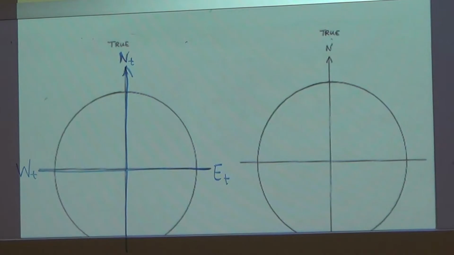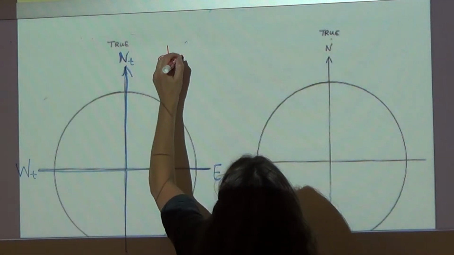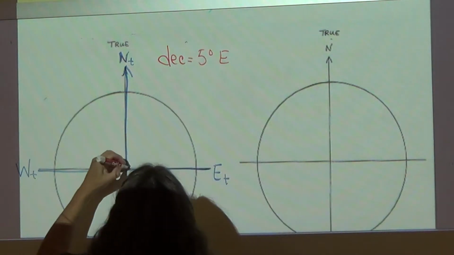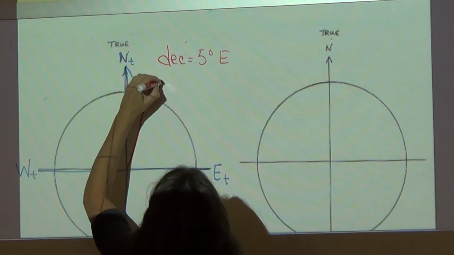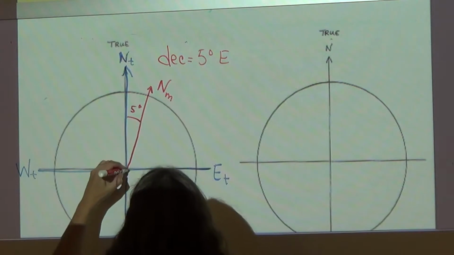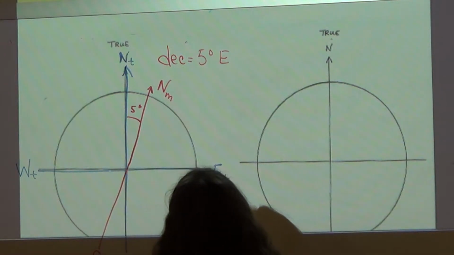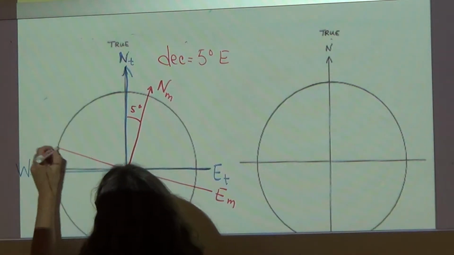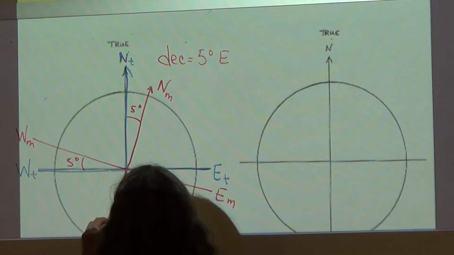If the declination is equal to 5 degrees to the east, I'm exaggerating. This is my magnetic north, and this is 5 degrees, and then when I transfer this down, here's my south magnetic, here's my east magnetic, here's my west magnetic, and the degrees here is all 5 degrees.